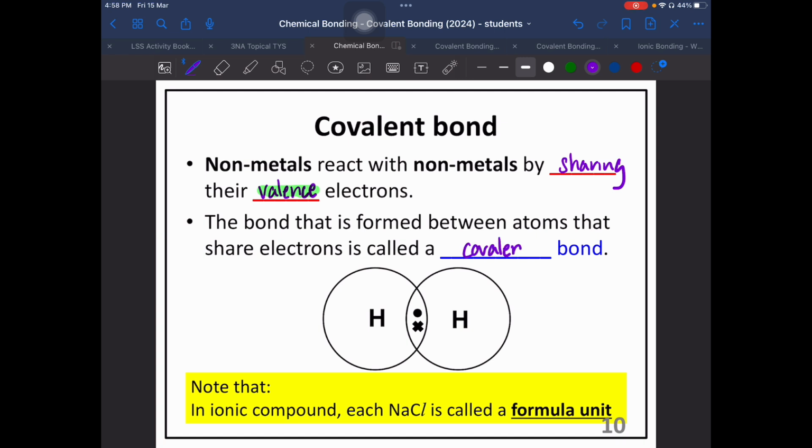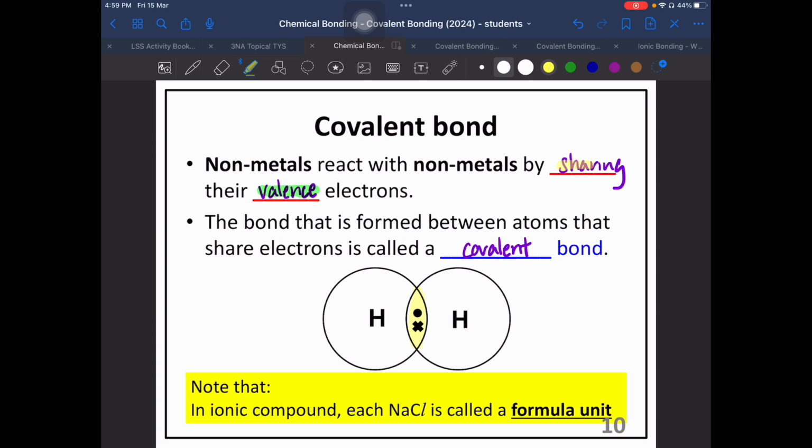So in this part of the chapter, you start seeing structures that look like this. This is still called dot and cross. Nothing has changed from what you know about dot and cross. But something that's a bit different is that now you start to see that there's actually a space where the two electron shells will overlap. No longer do you see the bracket and the charge. Now you see some overlapping of the circles. That is the concept of sharing.